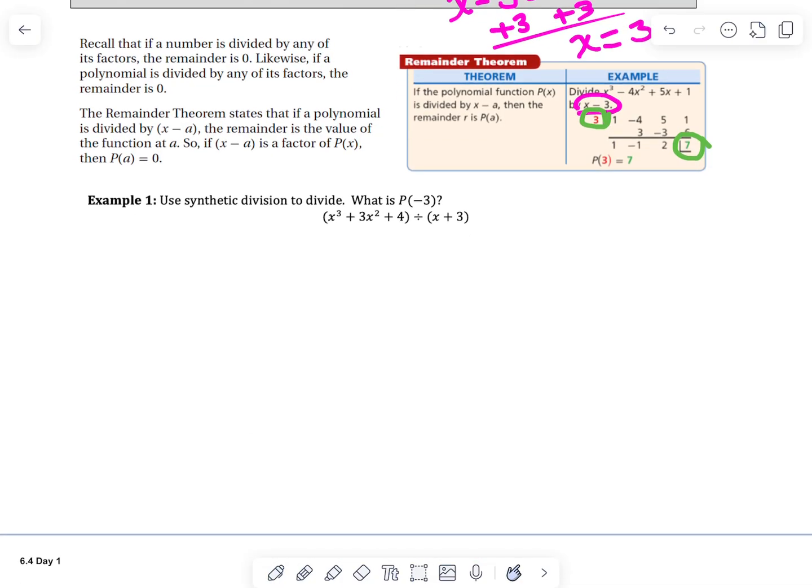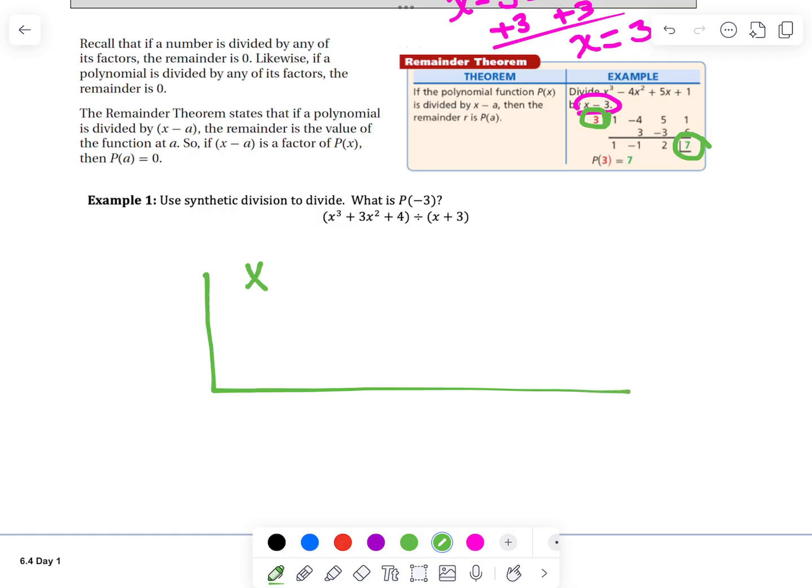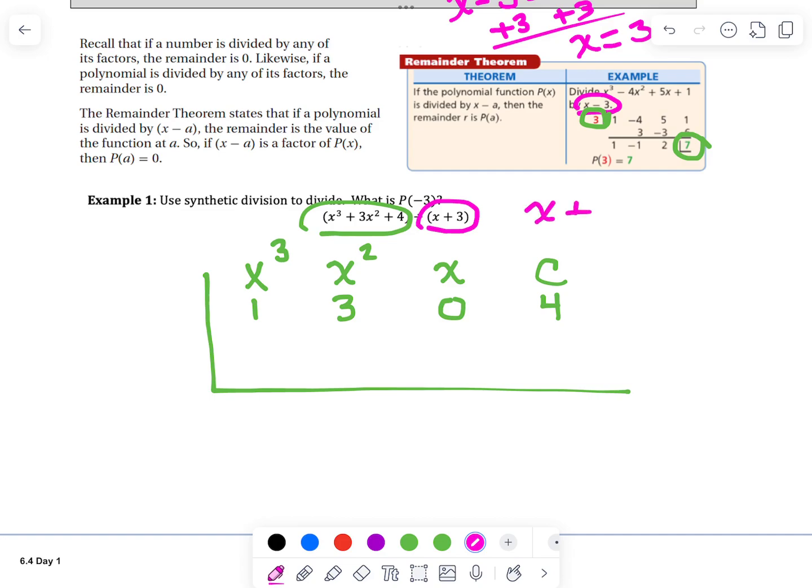So example 1: use synthetic division to find out what p of negative 3 is. So we set up our synthetic division box. The polynomial is x cubed, x squared, x, and constant as your placeholders. Then you put your coefficients in, 1, 3. Now there isn't an x term, so you just put the number 0, and our constant of 4. So that is our polynomial. And then we're dividing by essentially x plus 3. So I'm going to set that equal to 0 and then solve it. I'm going to subtract 3 from both sides. We get x to be negative 3.